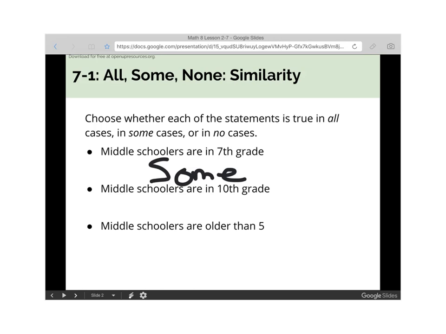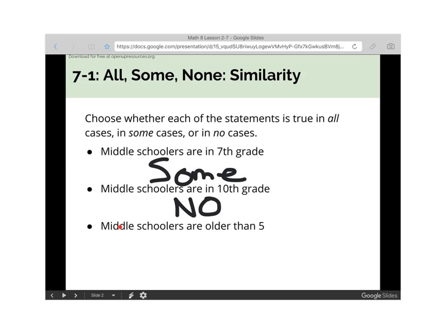What about the second statement? Middle schoolers are in 10th grade. What do you think? Some, all, or none? Well, 10th grade is high school, not middle school, so this would be true in no cases.